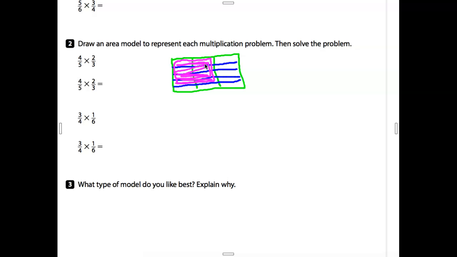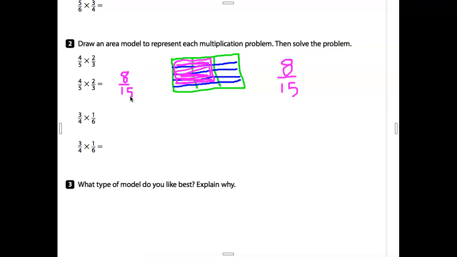And so let's now count how many there are altogether. So we have to look at the total number first. So 1, 2, 3, 1, 2, 3, 4, 5. So 15 total pieces. And then we have to count the number of pieces that are shaded. 1, 2, 3, 4, 5, 6, 7, 8. So 4/5 of 2/3 is 8/15. And if we come down here, that's our model, but you can see that all we do is multiply across. 8/15 is your answer. Okay?